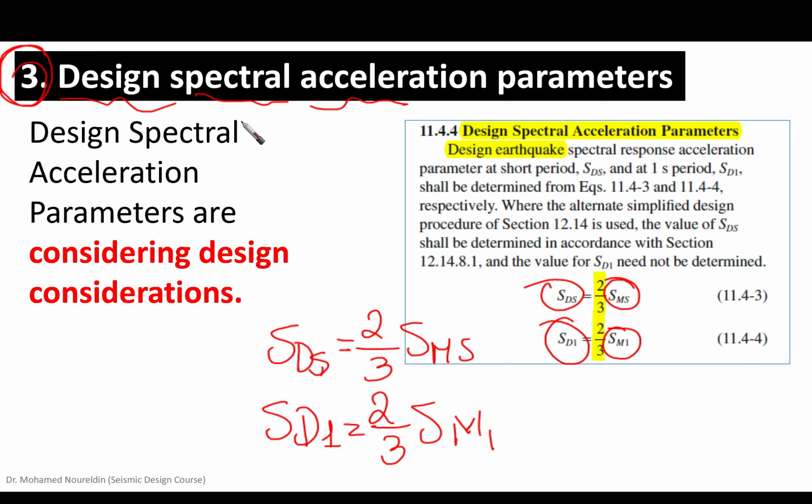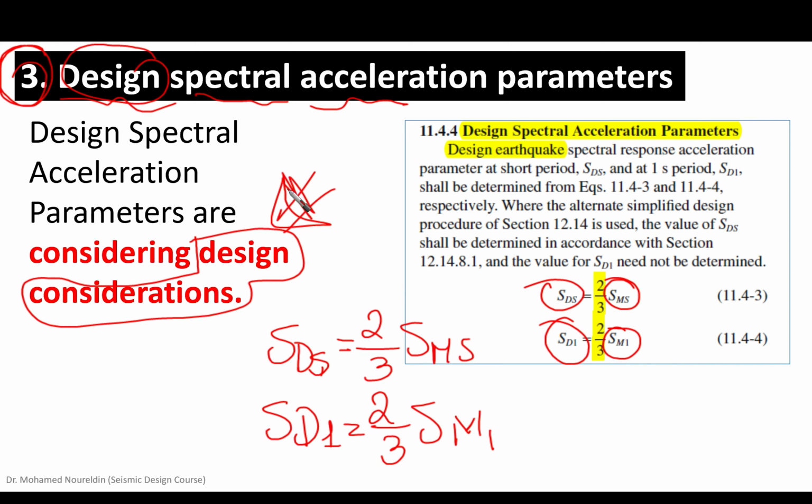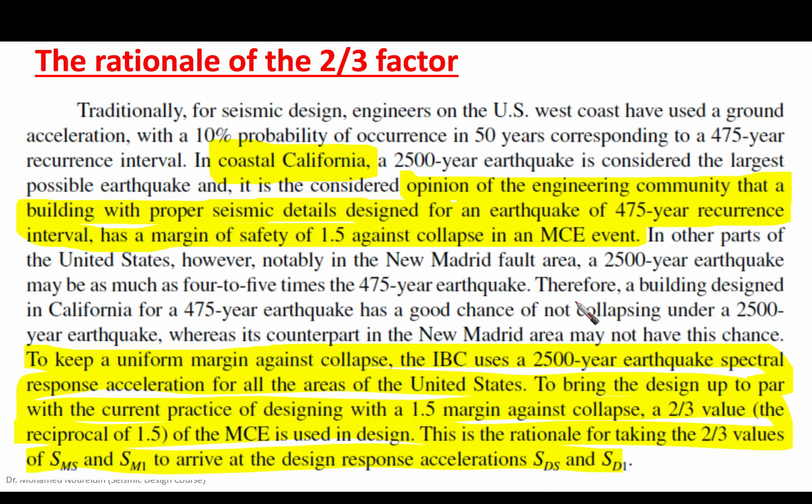So now, what is the meaning of this? The design spectral acceleration parameters are considering design effects. So the design spectral accelerations are taking into consideration some design effects. So what is the rationale of this 2/3? I'm going to explain it here. It's a long story, but I want to summarize it.